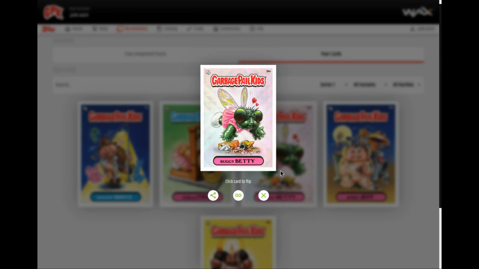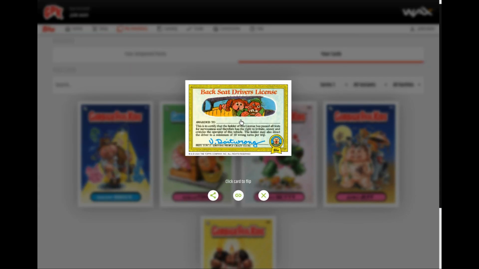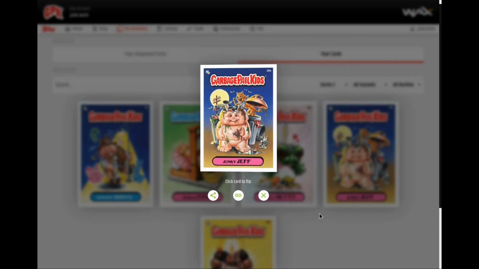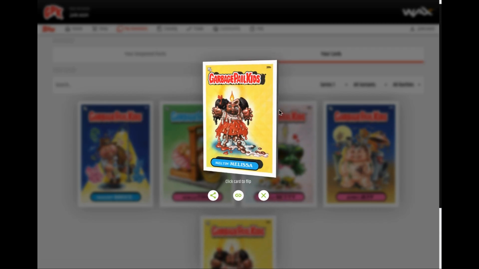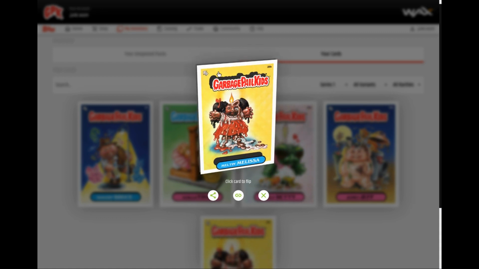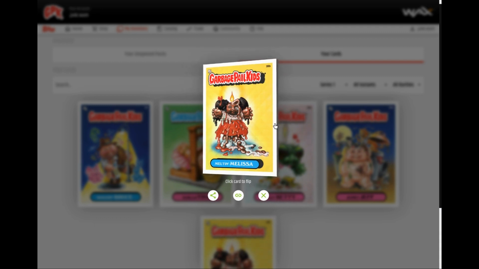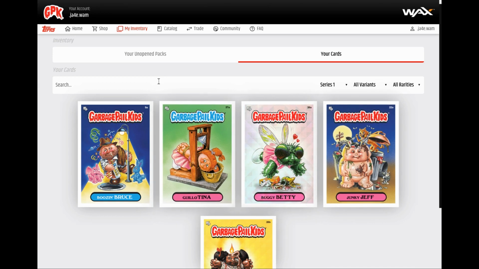prism card. You can see it shining, so that's one of the slightly rarer ones. Junkie Jeff, a little bit before, maybe the term junkie wasn't quite the same then. And then Melting Melissa. Is that a prism one? Yeah, there's a prism one as well. So it wasn't too unlucky. So there we go. Those are the 5 cards, and now I've got them.